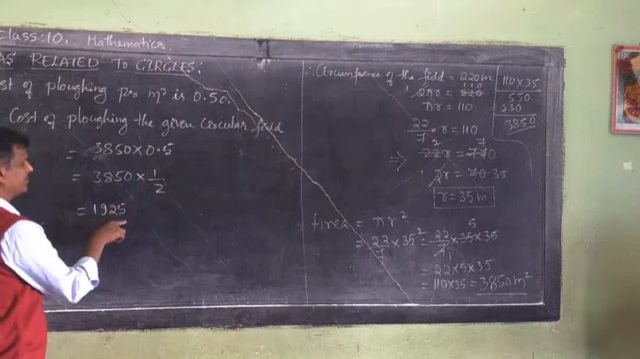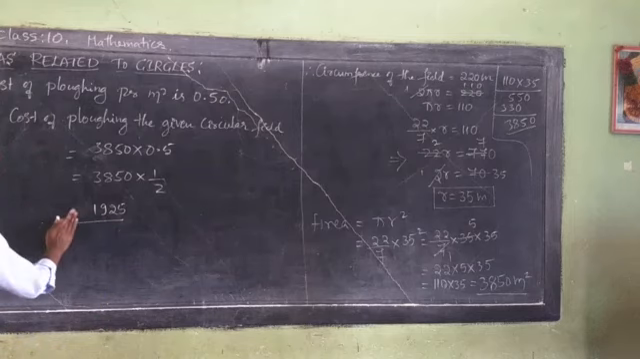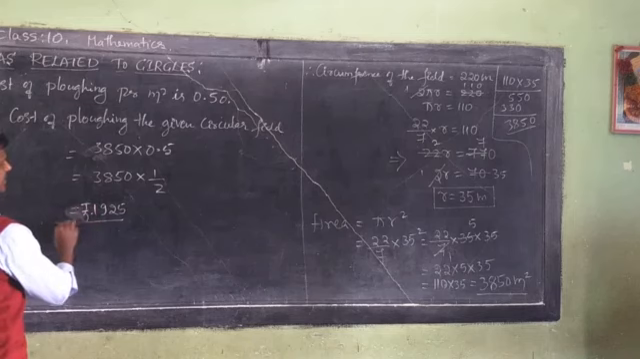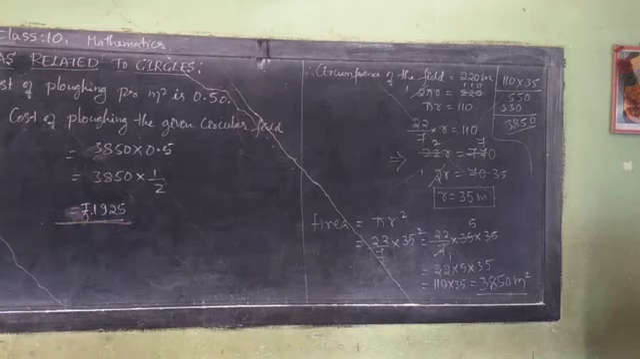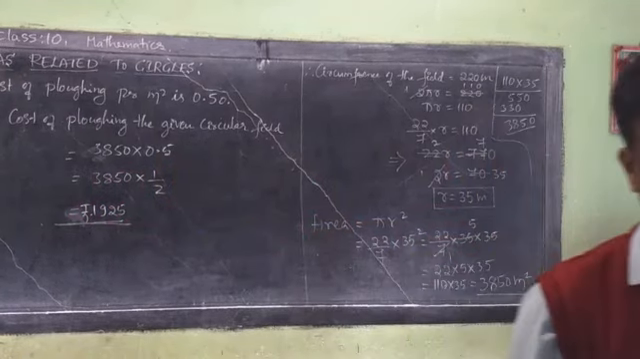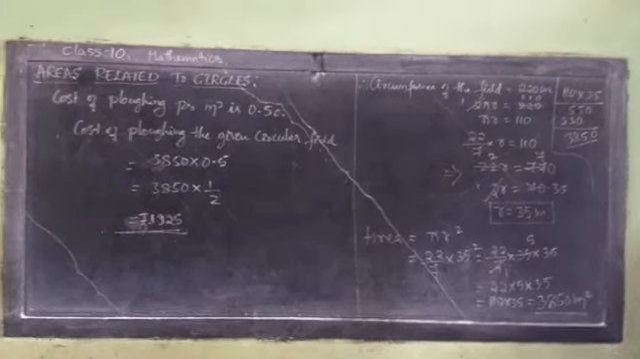1925. The cost of cooking is due to problems related to area of a circle. Now we pass on to some exercise problems. Some exercise problems you try to solve.